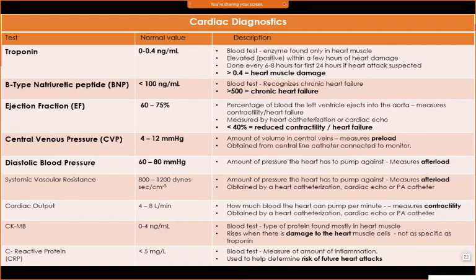So a BNP greater than 500 is defined as heart failure. I've seen patients with a BNP of 10,000 before. So that is a patient that's got very, very severe heart failure.